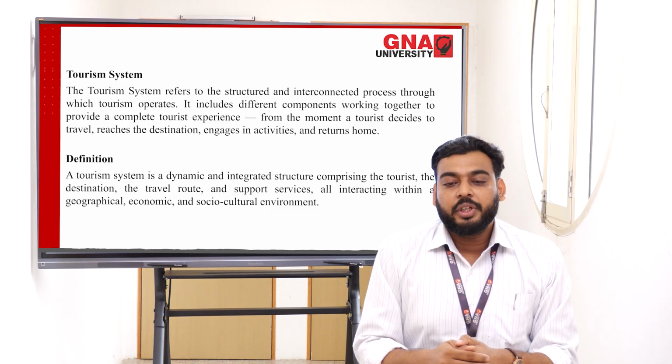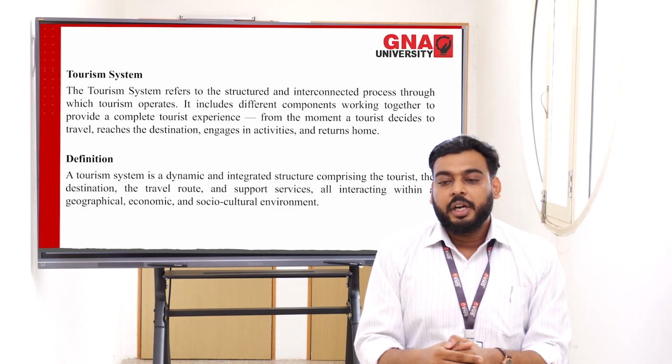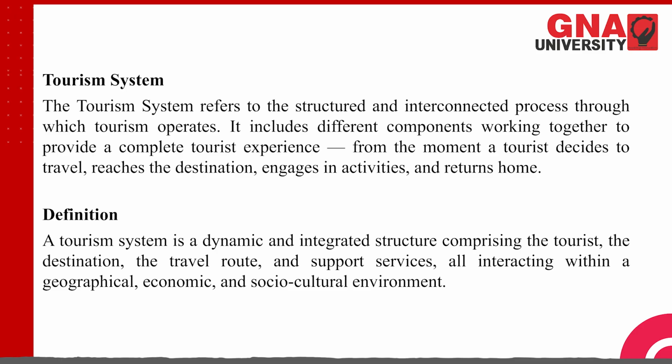Tourism system. Tourism system refers to the structured and interconnected process through which tourism operates. It includes different components working together to provide a complete tourist experience, from the moment a tourist decides to travel, reaches the destination, engages in activities, and returns home. A tourism system is a dynamic and integrated structure comprising the tourist, the destination, the travel routes, and support services, all interacting with the economic and socio-cultural environment.